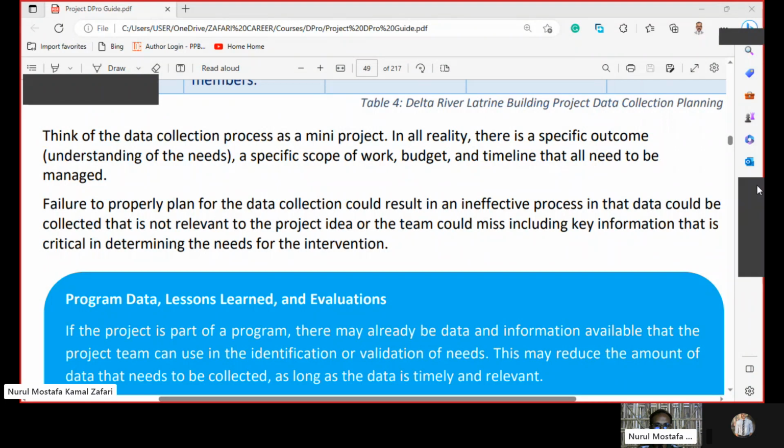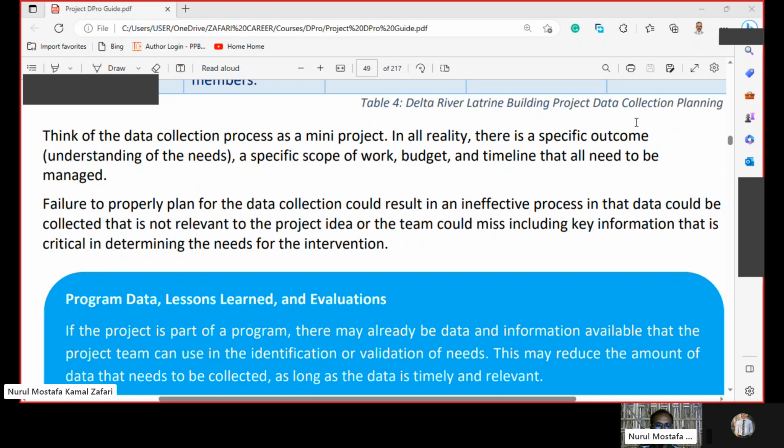So as we are discussing, we need to create a plan well ahead of the data collection. And we saw the diagram of planning before we need to do data collection for the project plan needs assessment. Think of the data collection process as a mini project. In all reality, there is a specific outcome, understanding of the needs, a specific scope of work, budget, and timeline that all need to be managed.